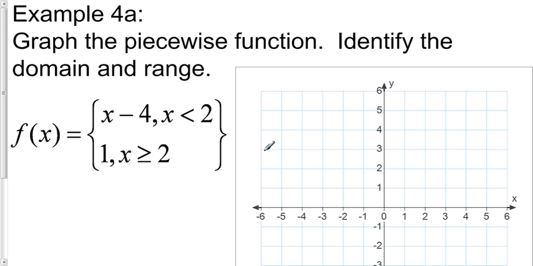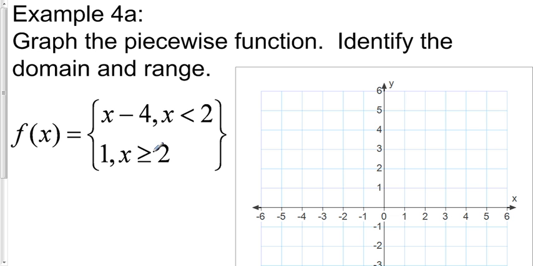Also, the other thing that you're going to notice are these parameters. The first part of the function is x minus 4 when x is less than 2. The next part of the graph is just the constant function 1, and that's when x is greater than or equal to 2. And so all of the range values here will be covered. However, there's going to be a split in the graph at 2. Okay, so let me show you what it looks like.